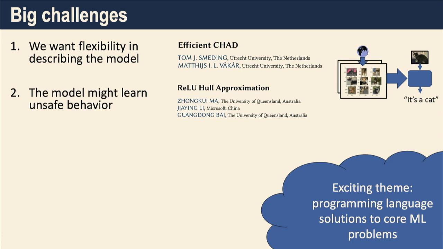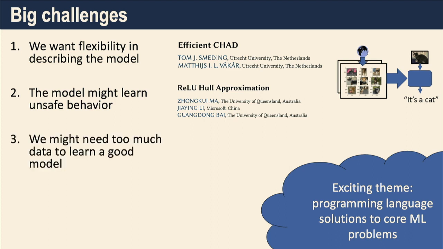And we're going to talk a little bit about how ideas from abstract interpretation connect up to this goal of getting safe machine learning. Right? Another big challenge: we might need too much data to learn a good model, right? So I gave you this model, I gave you these pictures. You might need way too many pictures, right? And the model might still learn something you don't like.